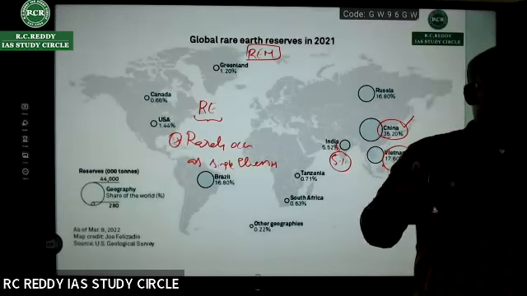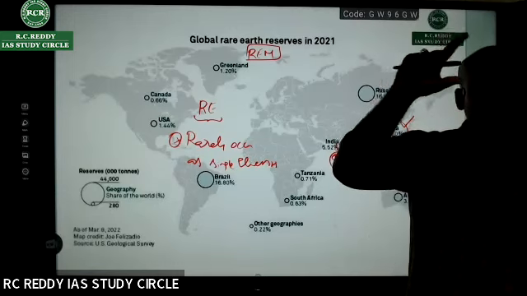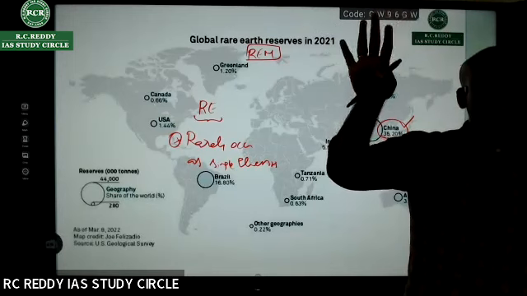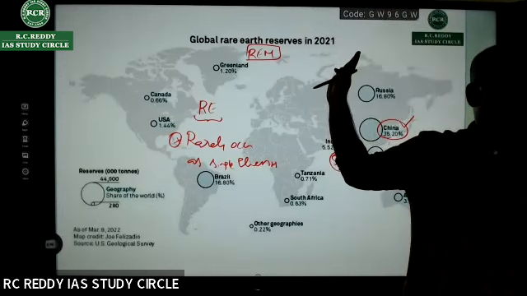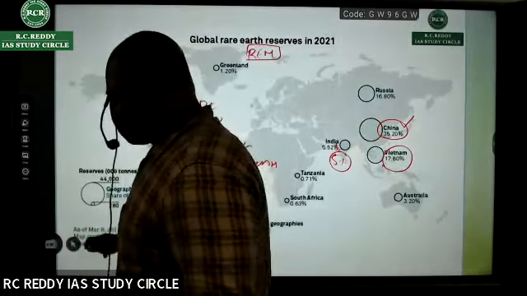You would have heard about different names of rare earth metals: lanthanides and actinides. When you look at your periodic table, around 17 lanthanides and actinides will be there. Those lanthanides and actinides are your rare earth metals. That is one thing you need to understand. Okay. Next.